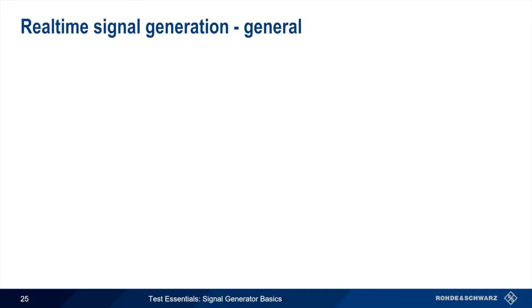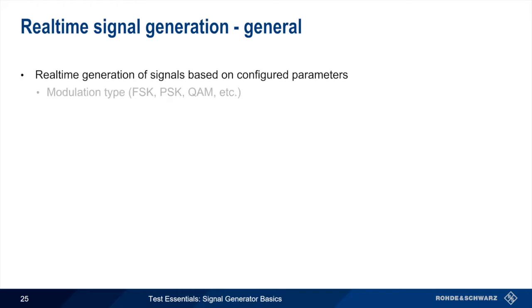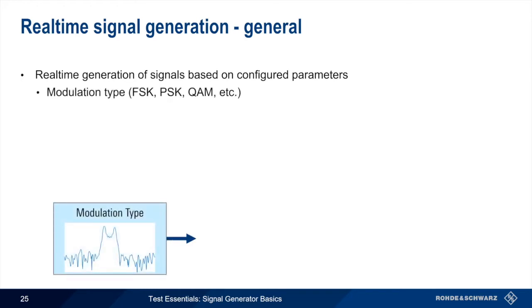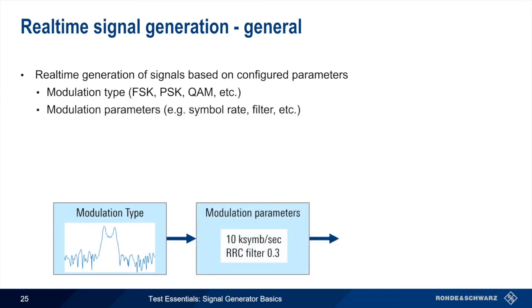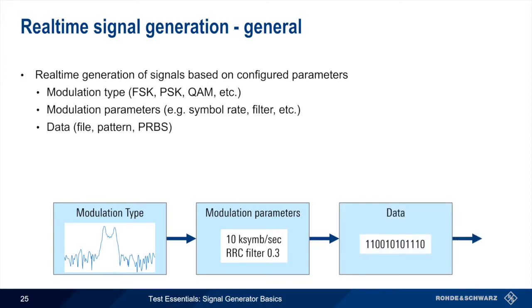Predefined arbitrary waveform files can be used to generate very complex modulation schemes and standards, but they have fixed values and relatively short durations. Vector signal generators can also generate signals in real time based on various user-configured parameters. In this case, we start by defining the modulation type, such as FSK, PSK, QAM, etc. Next, the various modulation parameters, such as symbol rate and filter, would also be defined. And finally, we define which data is being transmitted.